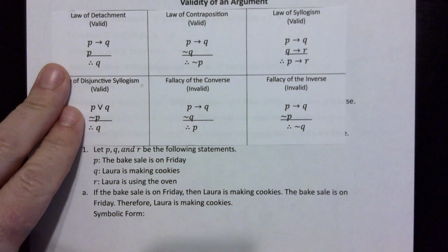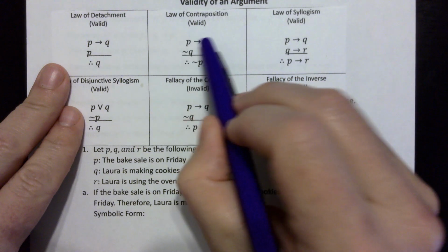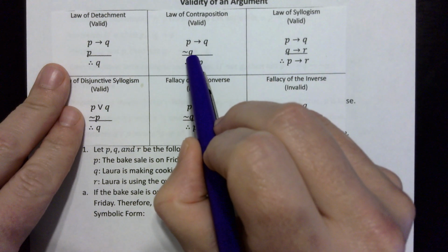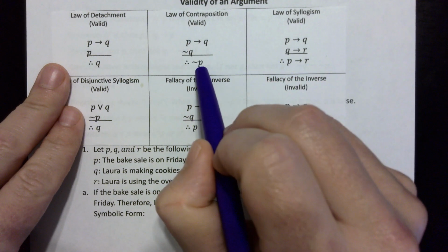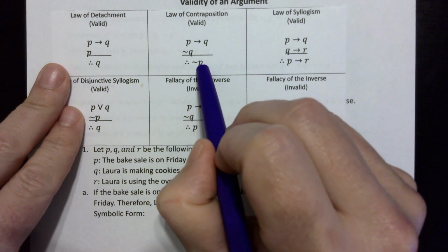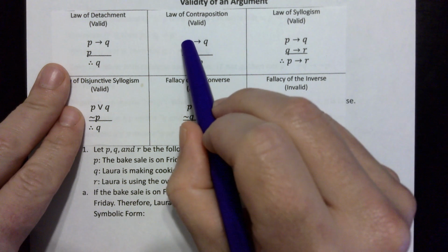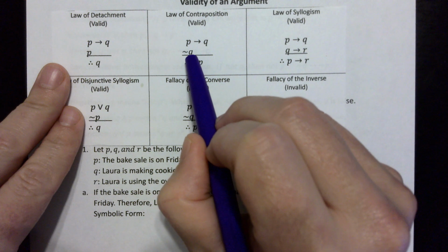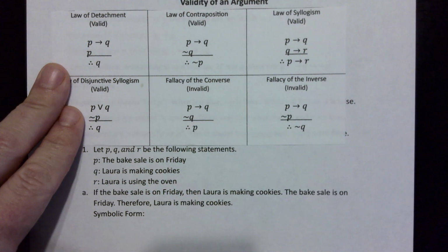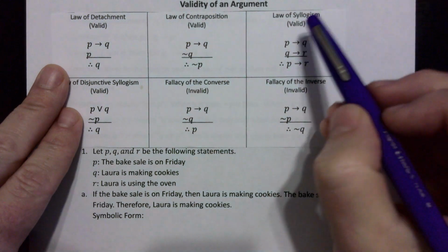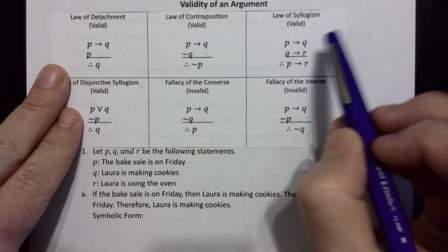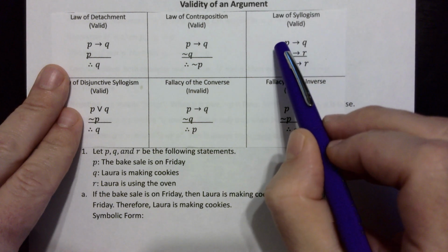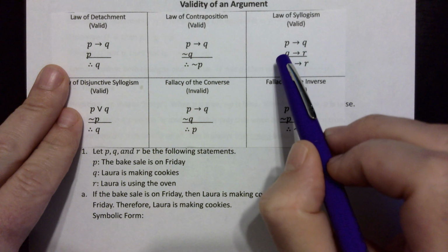The law of contraposition, which is also valid: if P then Q. If you're given that Q is not true, then it follows that P is also not true. So if P is true, then Q is true. If Q is not true, then P is also not true. That's valid.